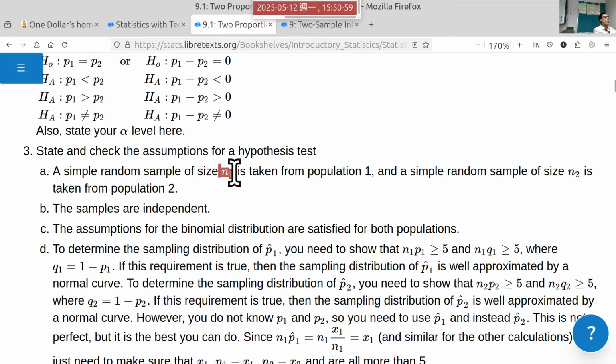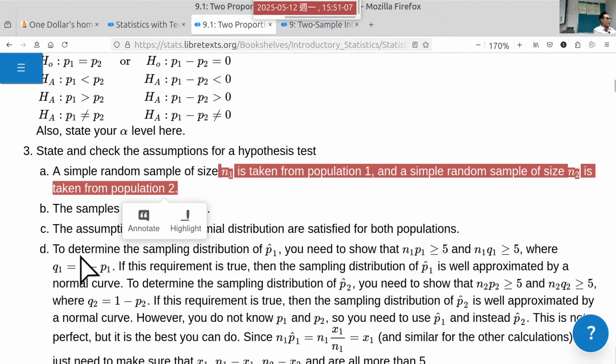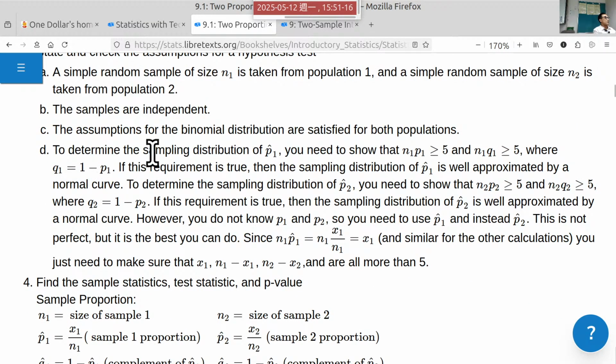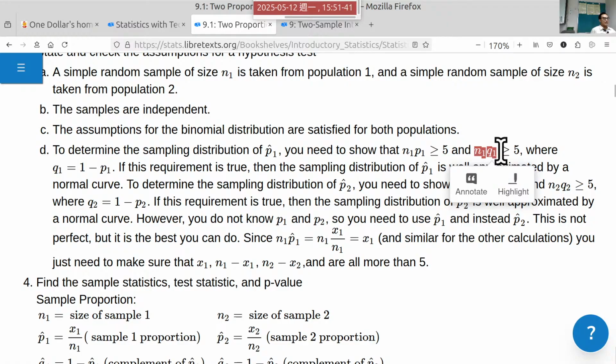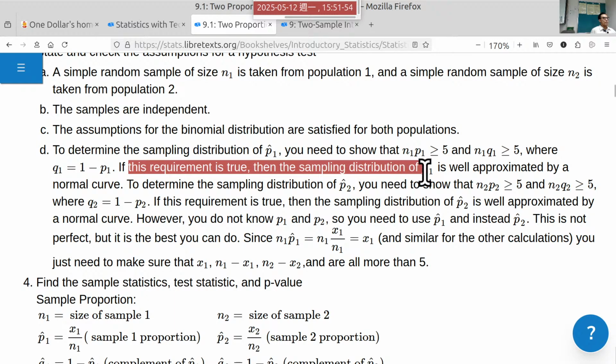Okay. If n1 is taken from population 1 and a random sample of size n2 is taken from population 2, then next, the samples are independent. C, the assumptions for the binomial distribution are satisfied for both populations. D, to determine the sampling distribution of p1 hat, you need to show that n1 times p1 is equal to or greater than 5, and n1 q1 is greater than or equal to 5, where q1 is 1 minus p1. If this requirement is true, then the sampling distribution of p1 hat is well approximated by a normal curve.